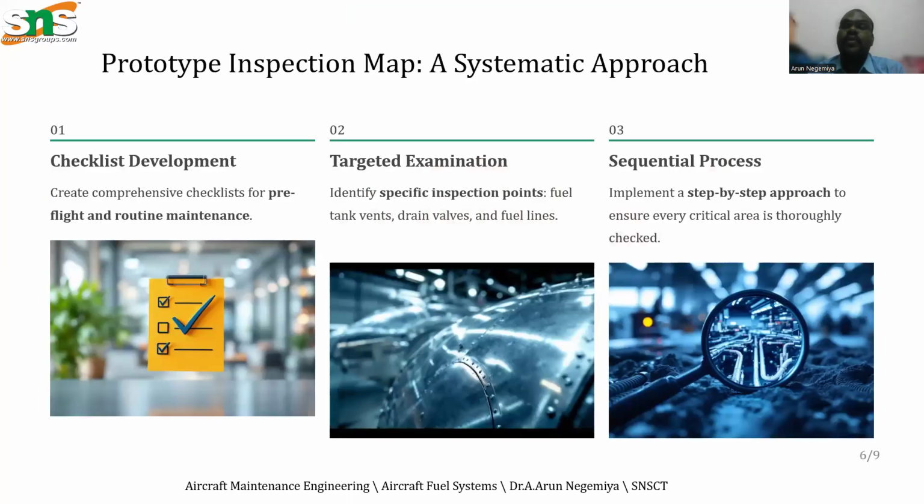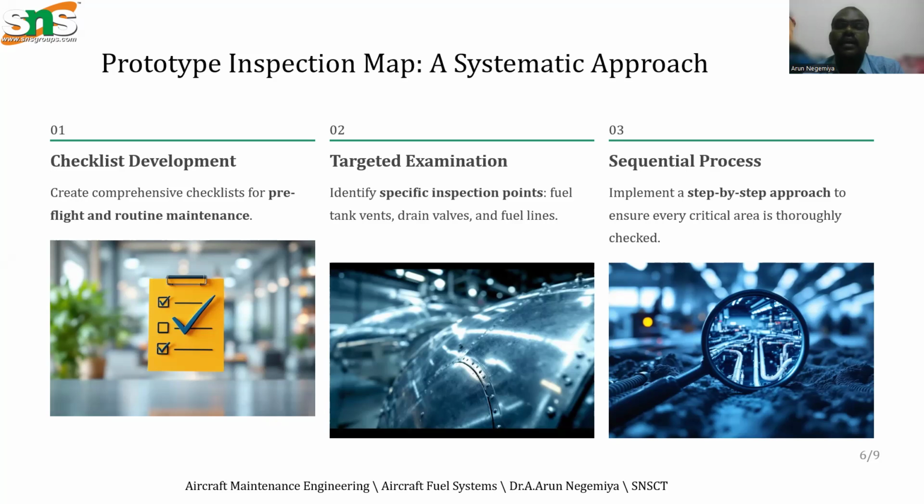Next one is the prototype part. In that prototype part, what are all the solutions we will implement for fuel leakage cases? The first one is checklist development. In checklist development, we will find out the pre-flight and routine maintenance. In those cases, we will check the tank outer area, fuel quality and fuel characteristics. These are all things evaluated in that area.